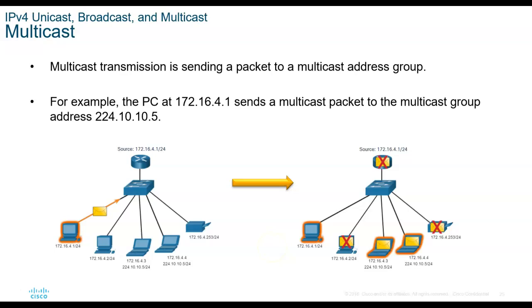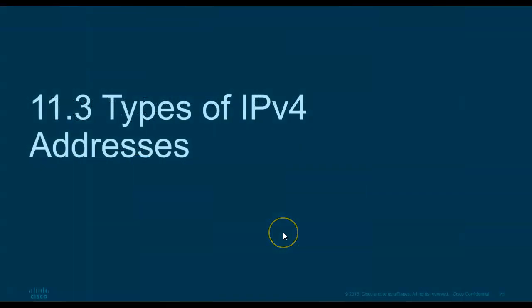On to multicast, where it's 1 to many. So we're sending multiple packets. Again, PC 172.16.4.1 is sending out a packet to a group of computers using the address 224.10.10.5. And it just sends to multiple computers.